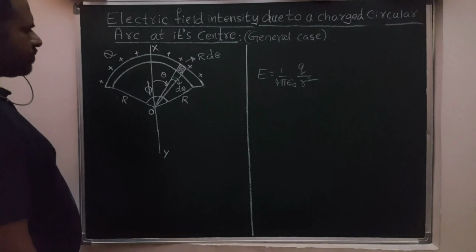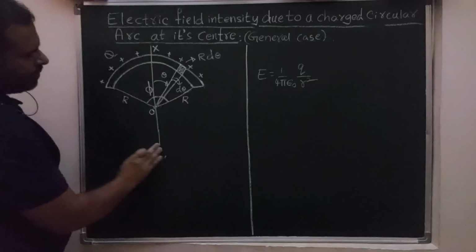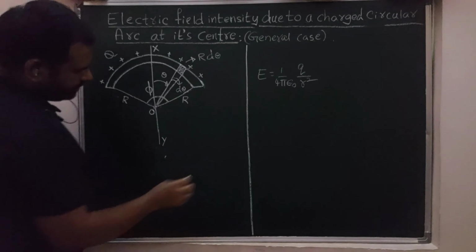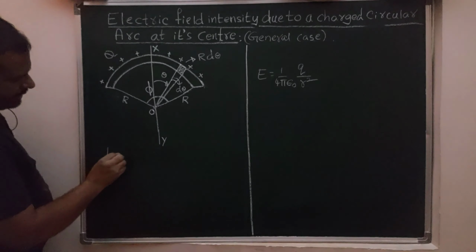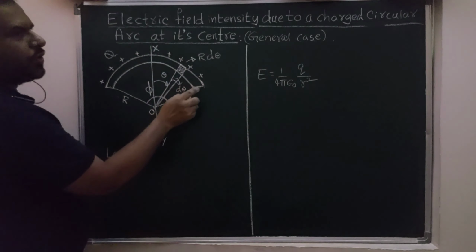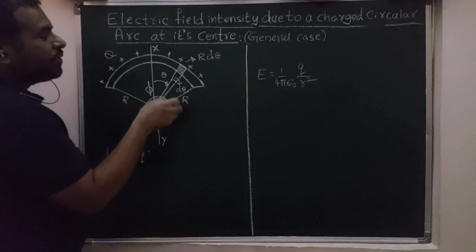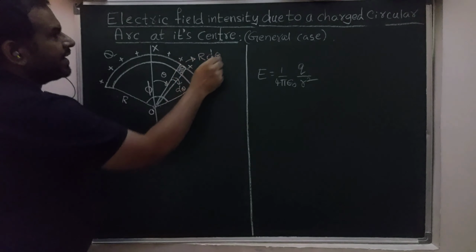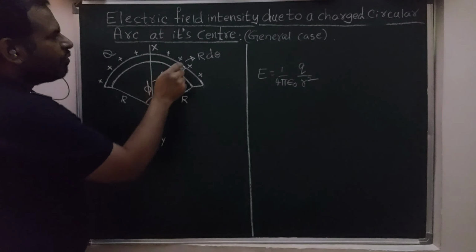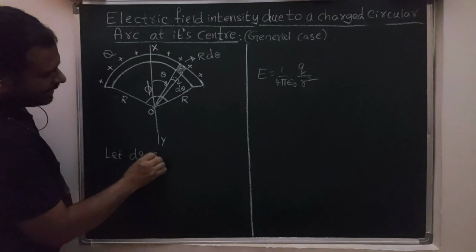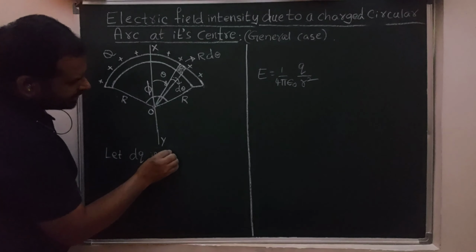Next, I am taking dq. The total charge is Q, but first we calculate the electric field intensity at the center due to this polar segment r d theta. For that we should know the angle on this polar segment. So let dq be the charge.